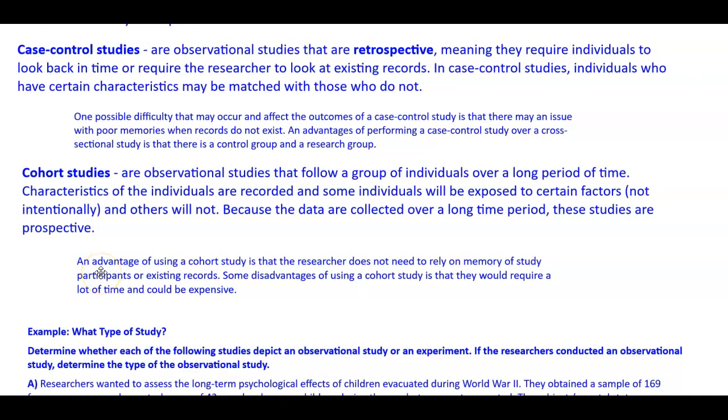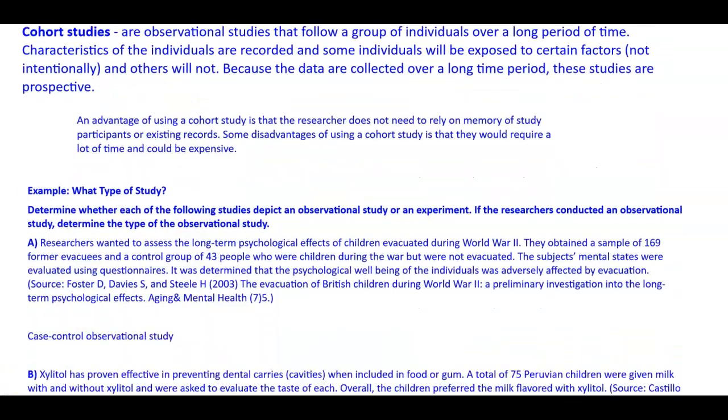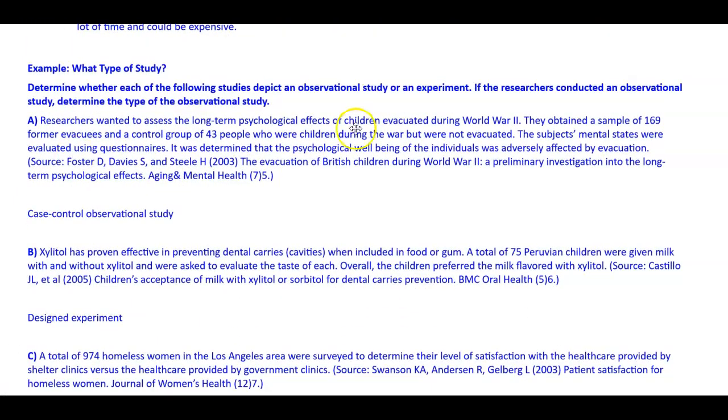Cohort studies are observational studies that follow a group of individuals over a long period of time. Characteristics of the individuals are recorded, and some individuals will be exposed to certain factors, not intentionally, and others will not. Because the data are collected over a long period of time, these studies are prospective. An advantage of using a cohort study is that the researcher does not need to rely on memory of study participants or existing records. Some disadvantages of using a cohort study are that they would require a lot of time and could be expensive. Okay, so let's take a look at some examples and what is the type of study.